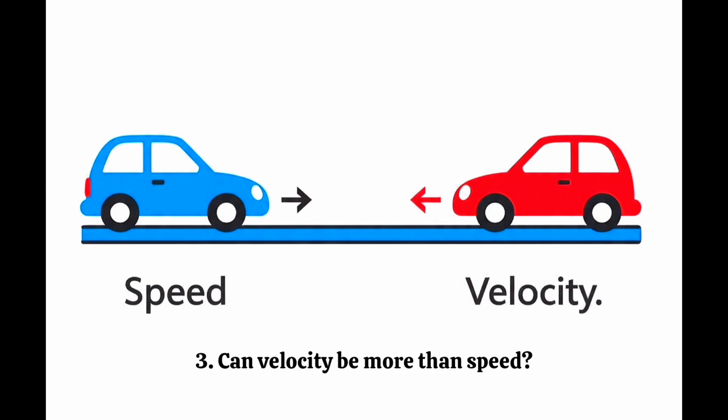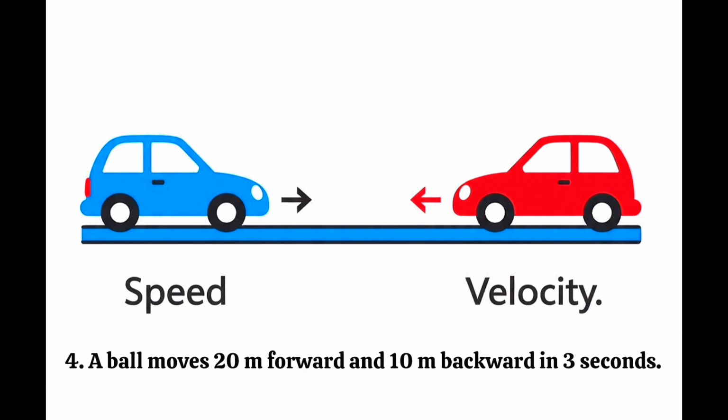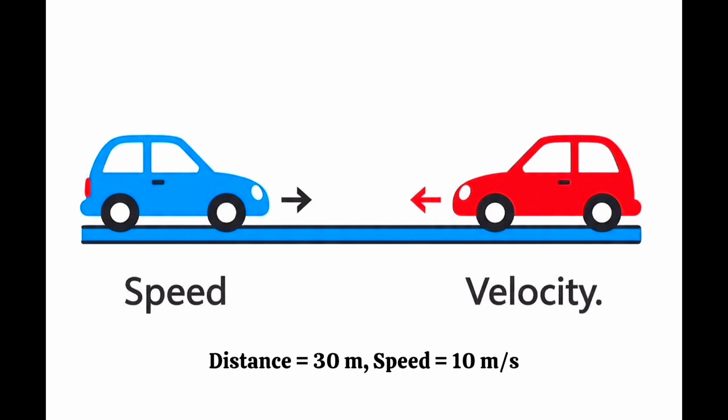3. Can velocity be more than speed? No, speed is always greater than or equal to the magnitude of velocity. 4. A ball moves 20 m forward and 10 m backward in 3 seconds. Distance is 30 m, speed is 10 m per s. Displacement is 10 m, velocity is 3.33 m per s.